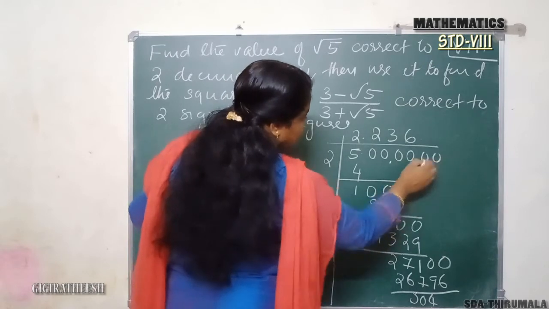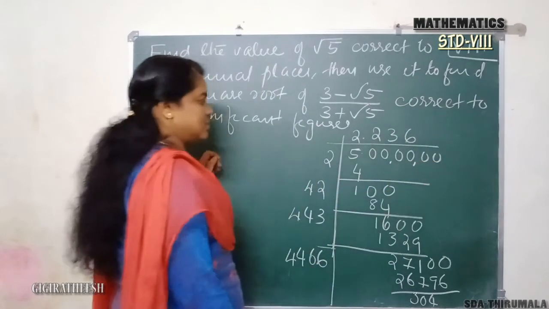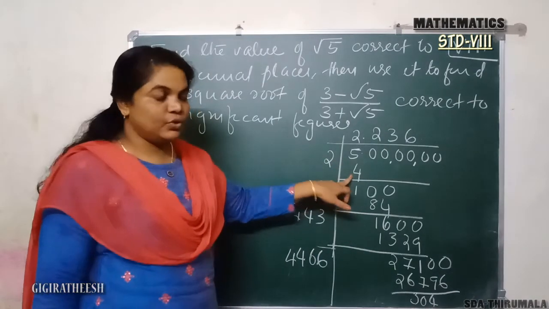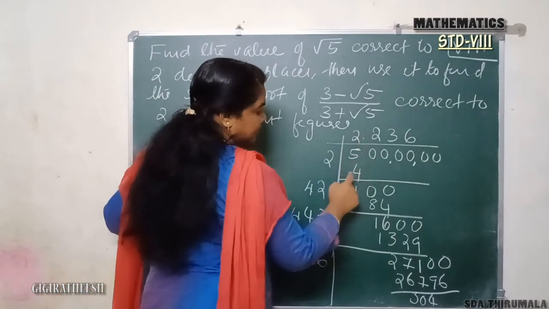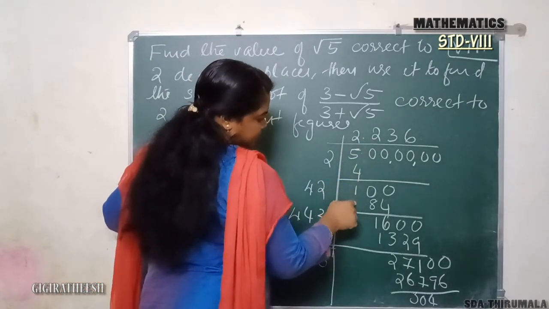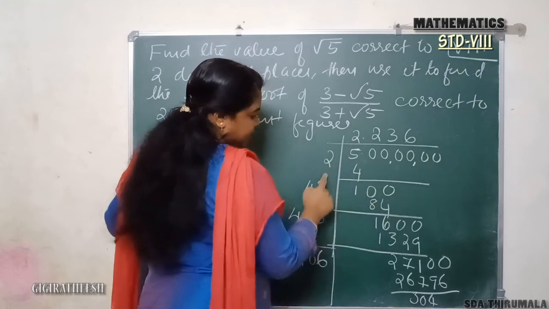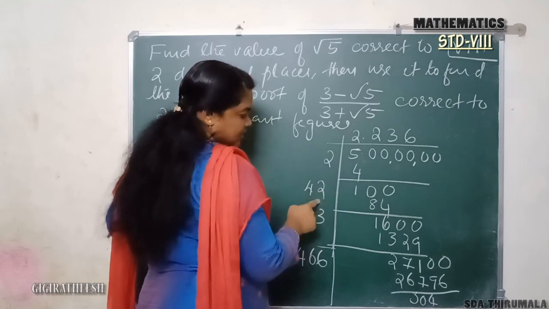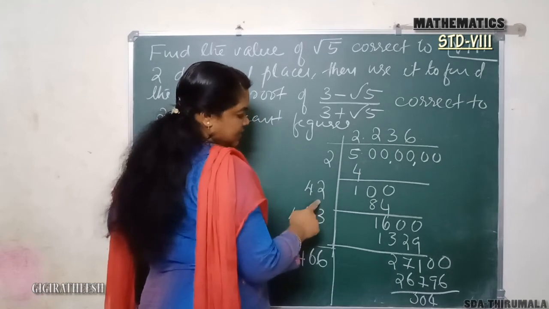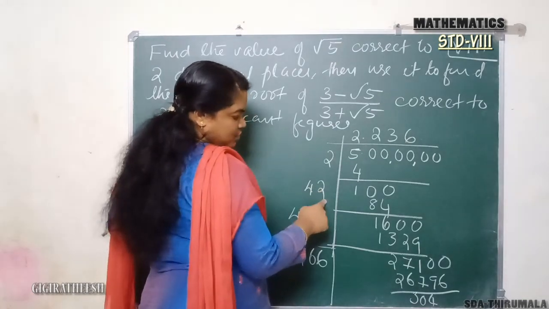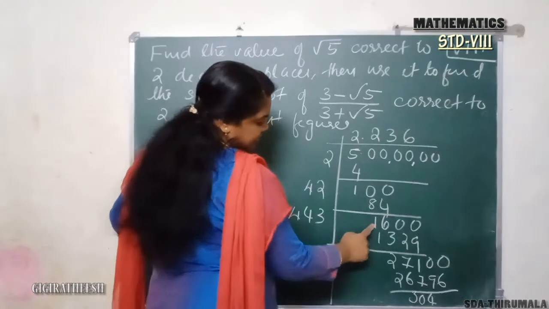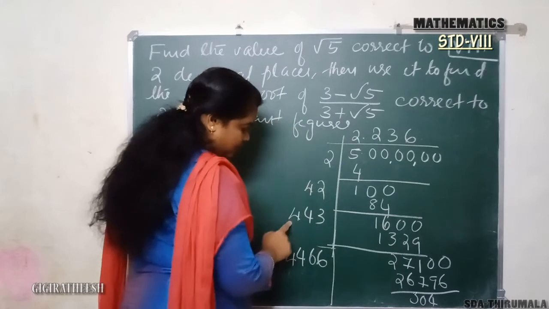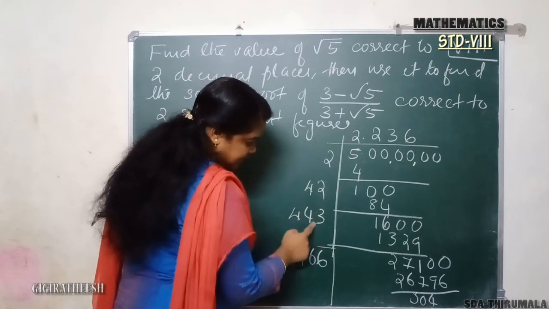Here we group the digits in pairs, that is 5 point 00 00 00. First is 5, and the perfect square is 2 into 2 equal to 4. Write 2 here and subtract, we get 1, and then bring down the 2 zeros. Then multiply the 2 by 2 to get 4, and select a number here, it is 2: 42 into 2 is equal to 84. Subtract it, we get 16, and then bring down the 2 zeros.